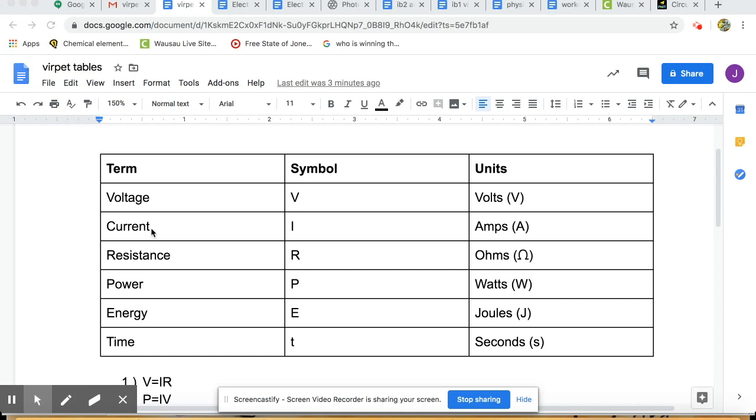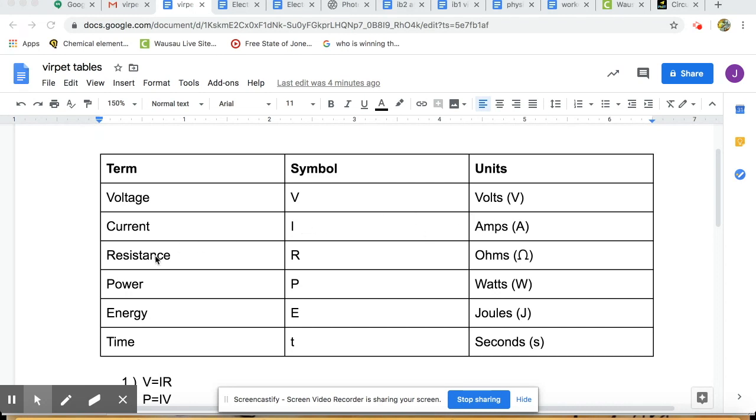Current is another thing. This is the amount of electrical flow in a circuit. So basically how much electricity is flowing through a wire or through a resistor. The symbol for current is I. I don't know why that is, it's just what is used. And then amps, or amperage, is the unit, labeled as A. So current is I, measured in amps.